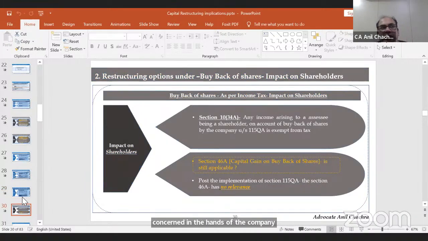What is the implication for the shareholders? Section 10, clause 34A defines that any income arising to the assessee, being a shareholder, on account of buyback of shares will be exempt. There is one other section, Section 46A, capital gain on the buyback of shares. But post the implementation of Section 115QA, Section 46A has no relevance. So it is purely exempt in the hands of the shareholders.